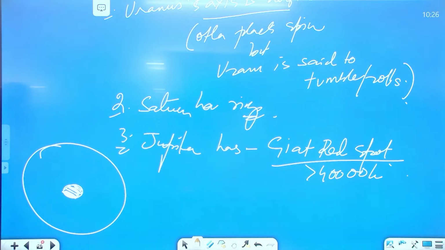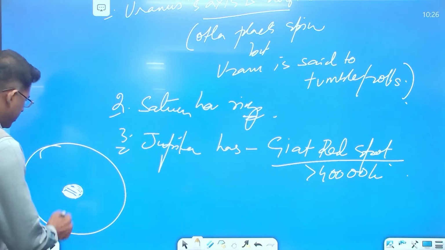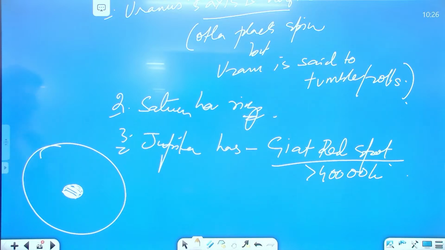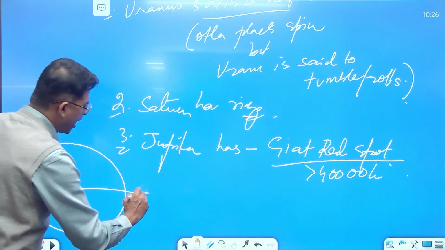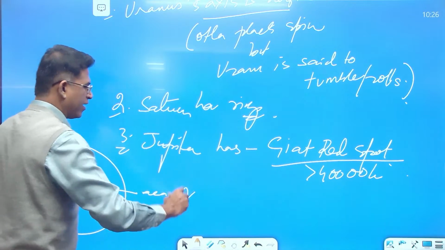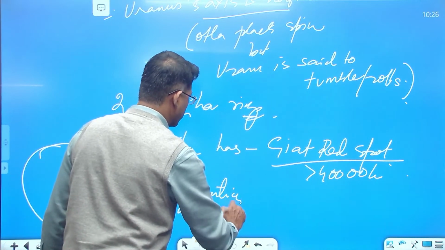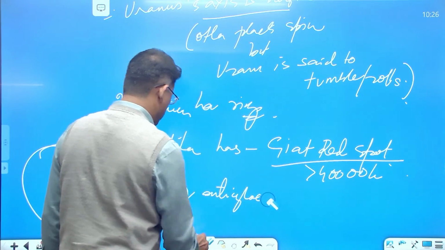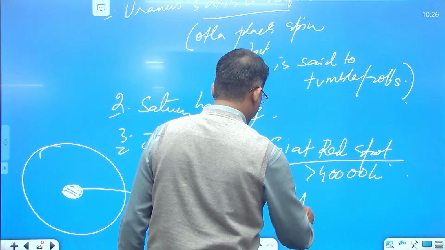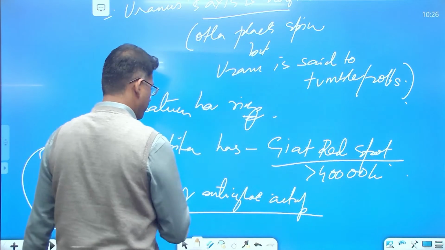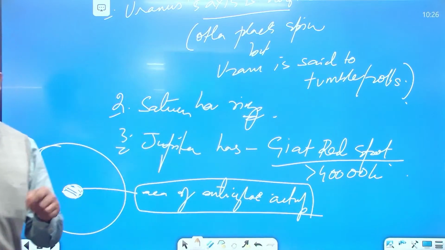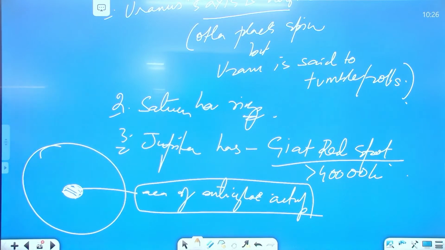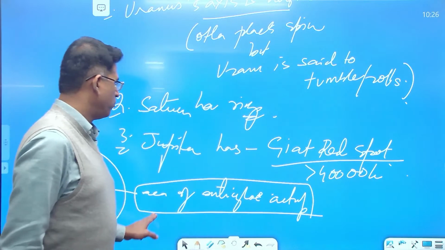Okay, and this giant red spot, its diameter is 40,000 kilometers, and this is an area of anticyclone activity. कैसे बना है nobody knows. It's still a mystery. How was this giant red spot formed? It's a mystery. But just know this. You asked me, so I'm telling you a bit more.